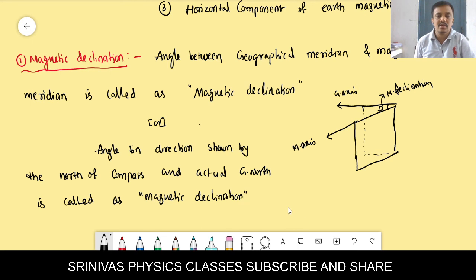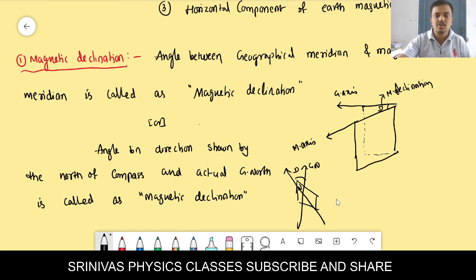Just see here, the north of the earth magnet shows some direction, and the actual geographical north is like this. There is a little angle, nearly 0 degree 41 minutes. Very small angle is there, but in the diagram it is shown larger, though actually it is not that large. This is said to be declination.